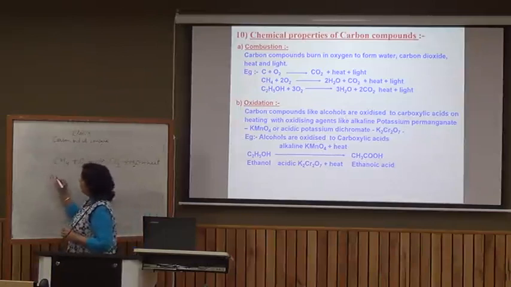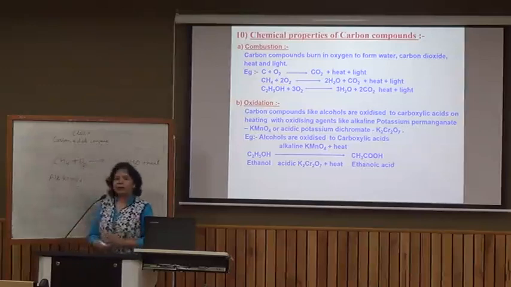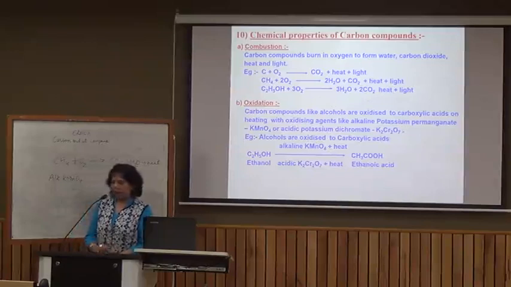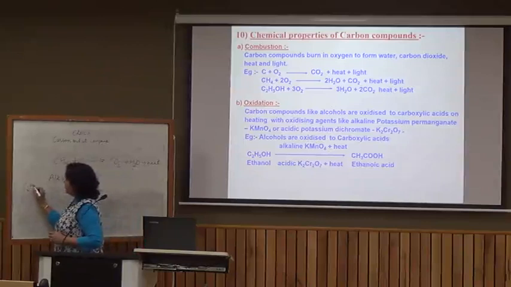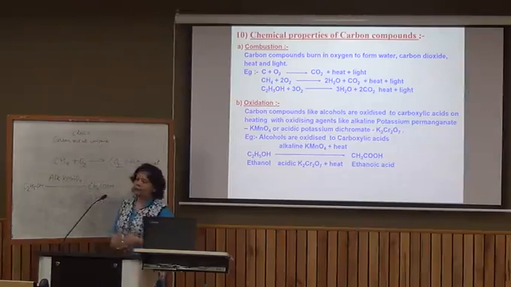Another is oxidation. If we carry out oxidation with any specific oxidizing agent, alkaline potassium permanganate can be used as the oxidizing agent. It may be acidified potassium dichromate. Especially this we study in case of alcohol. So when ethanol, that is C2H5OH, is heated with alkaline potassium permanganate, oxygen gets added to it, the number of carbon atoms remains the same, but extra oxygen is added. This gain of oxygen we call oxidation, and this results in the formation of ethanoic acid.